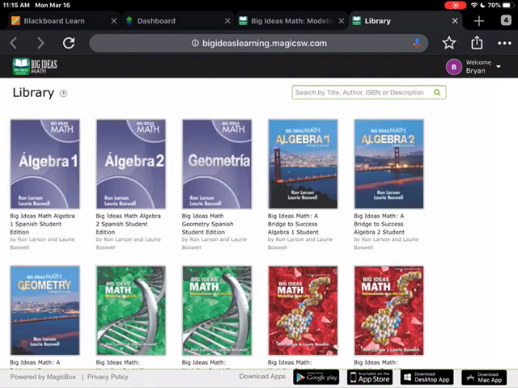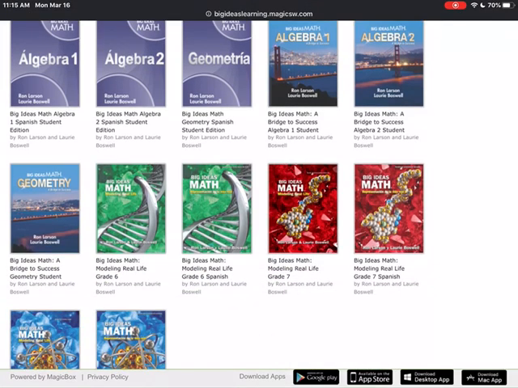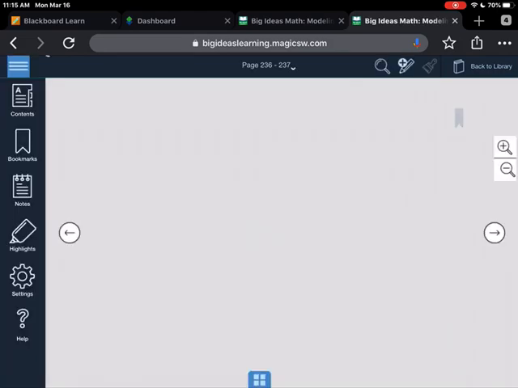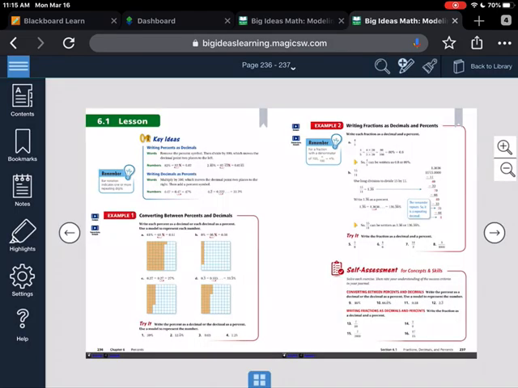So we click on ebook. It's going to show all the books, but yours, because I am the teacher, is only going to show you the 2 red books. The first one is in English, the second in Spanish. So we're going to click on the first one for English. And it's going to go, hopefully, right to where we are. Yes, section 6.1, this is on percents.